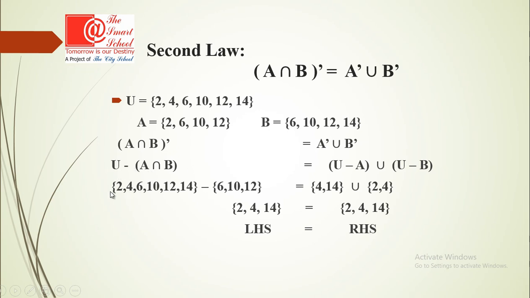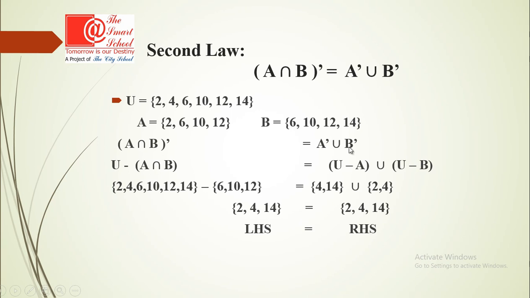So universal set is here 2, 4, 6, 10, 12 and 14. Then A intersection B. So which elements are matching here or common here? Yes, it is 6, 10 and 12. So we have written 6, 10 and 12 here. So now when we will minus, we will get 2, 4 and 14, because 2, 4 and 14 are not part of A intersection B. So to get complement of A intersection B, we will get 2, 4 and 14 in it.